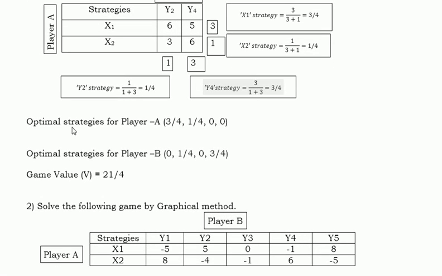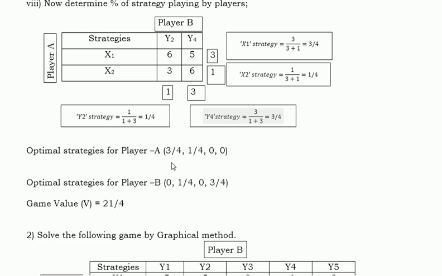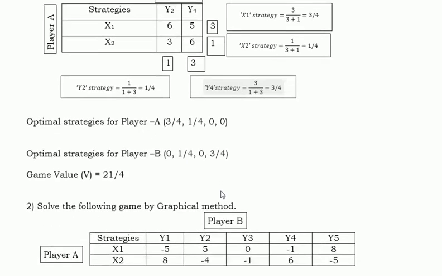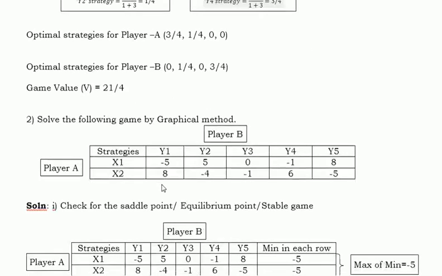For player A, 4 strategies, x1, x2, x3 and x4. So optimal strategies are x1, 3 by 4 and x2, 1 by 4, and the remaining strategies are 0, 0. Similarly player B, y1, y2, y3 and y4: y1 is 0, y2 is 1 by 4, y3 is 0, y4 is 3 by 4. Game value is 21 by 4.